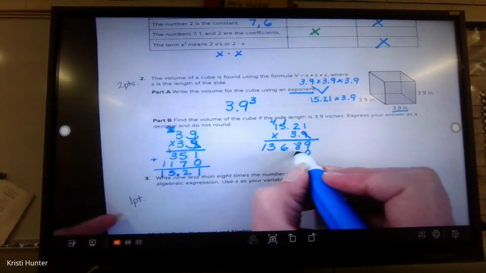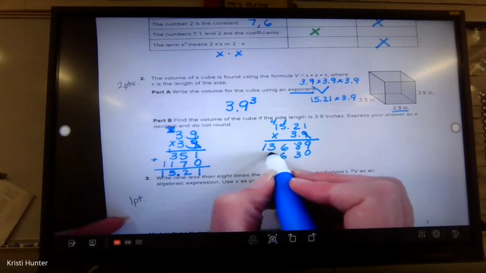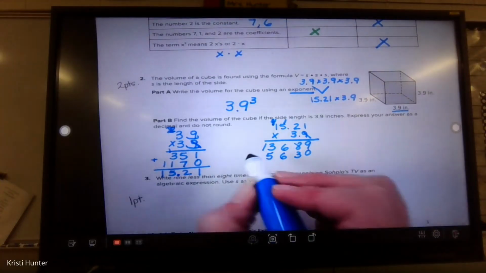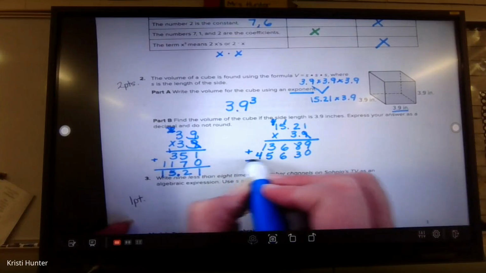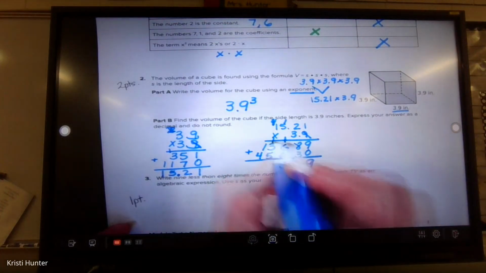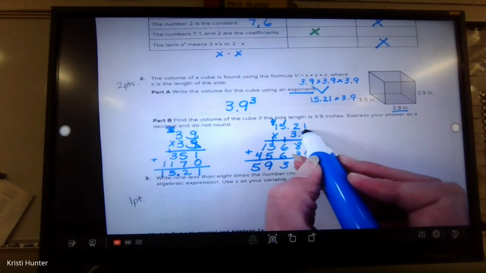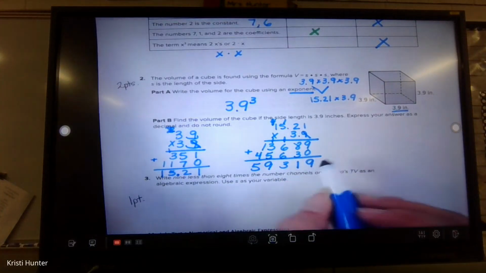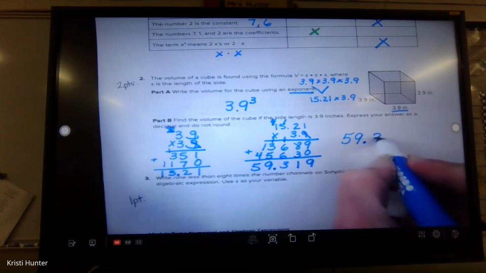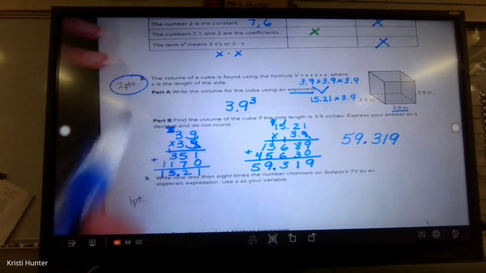3 times 1 is 3. 3 times 2 is 6. 3 times 5 is 15. Carry the 1. 3 times 1 is 3, plus 1 is 4. We add all this up. Let's see, 12, 13. Carry the 1. 9, 5. And I'm looking at 1, 2, 3 decimal spots, so 3 spots over. My final answer is 59.319. This is a 2-point problem.